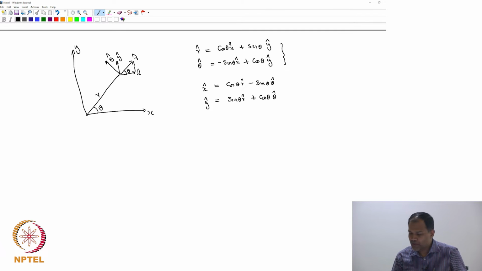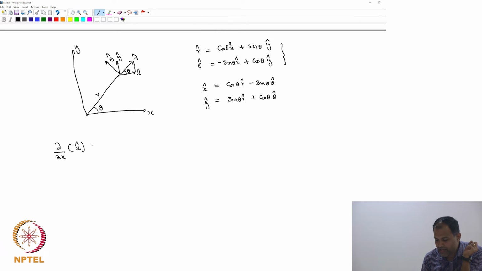Now, these are just some relations that we need. The most important difference that makes the Cartesian coordinate system different from all other coordinate systems is this. What is del by del x of x cap? That's when I am moving along the x direction, how does my unit vector x change? Does it change? It does not change in magnitude, by definition, and it does not change direction, so it's 0. What is del by del y of x cap?